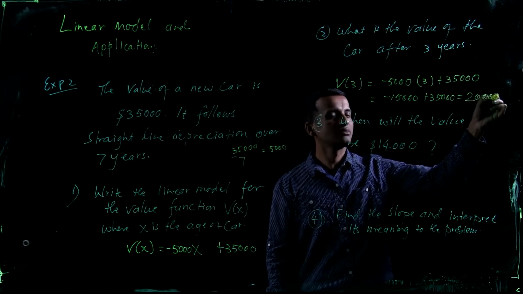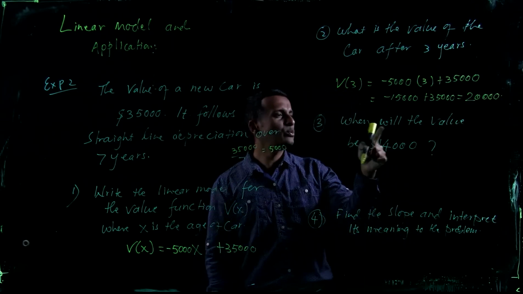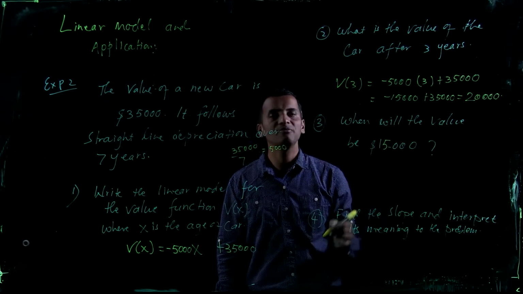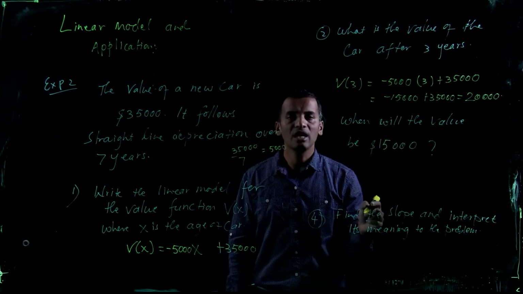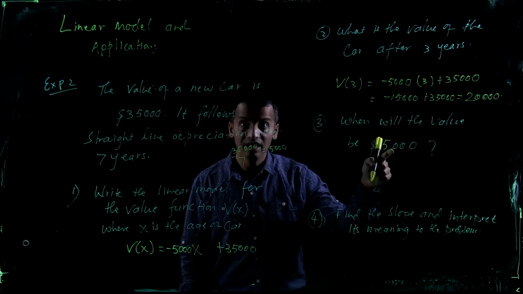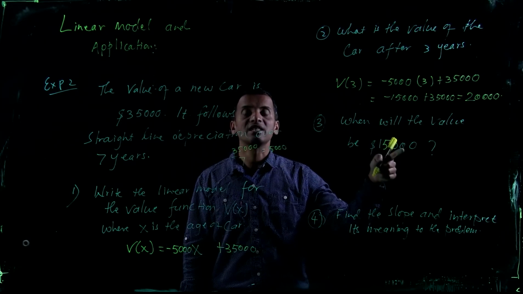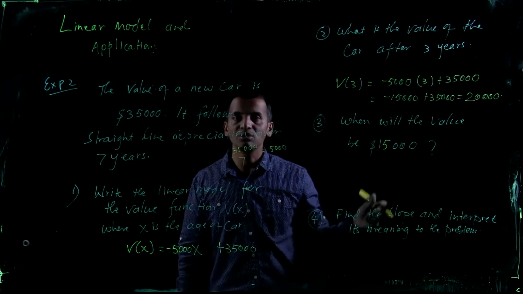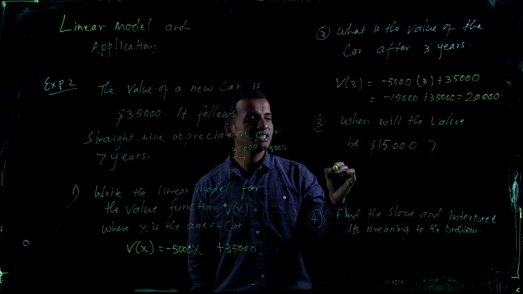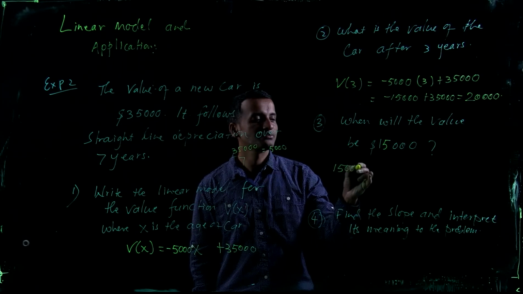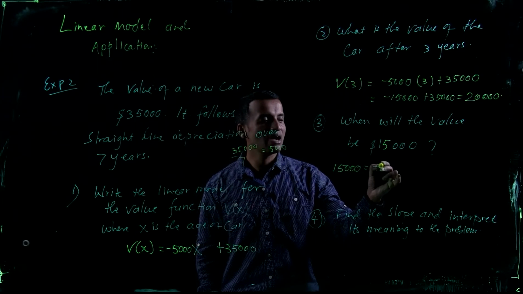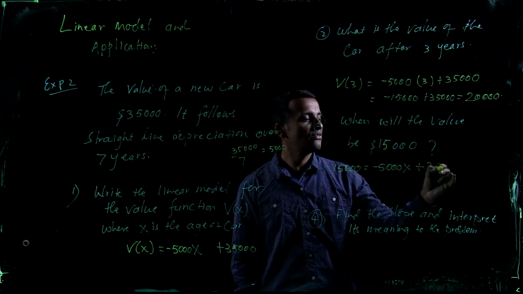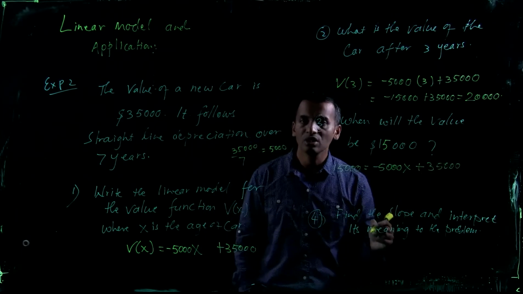Okay, so let's find out when the value will be 15,000. What is given here? V is given, and what is asked? x. How old is the car when it costs 15,000? So V of x is given as 15,000 equals negative 5,000x plus 35,000. So how do you solve this?